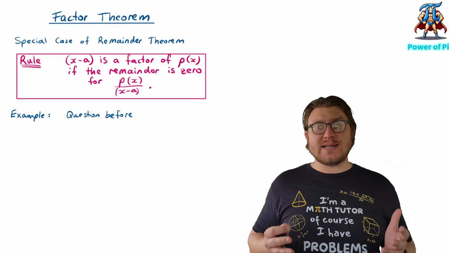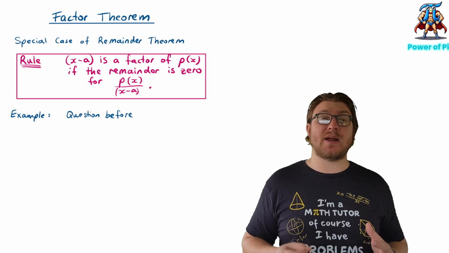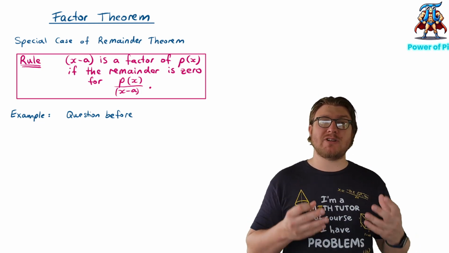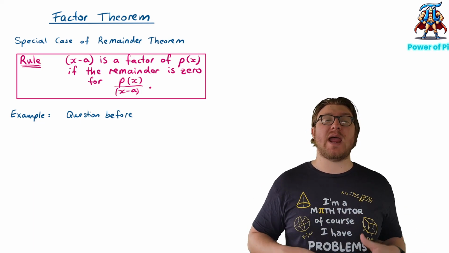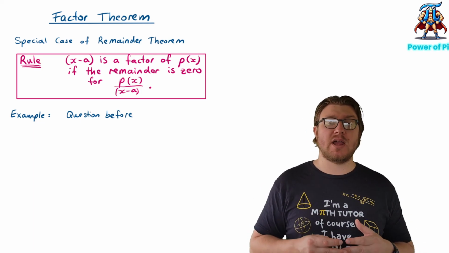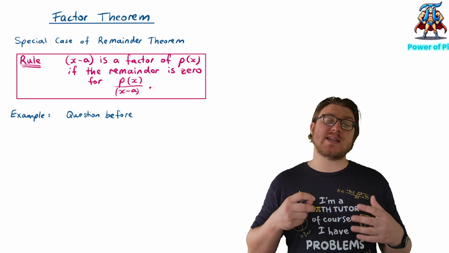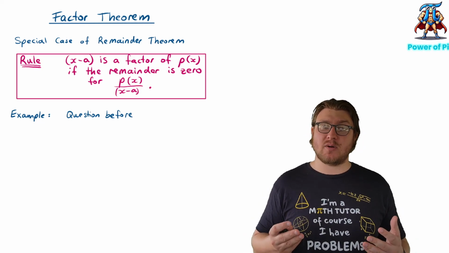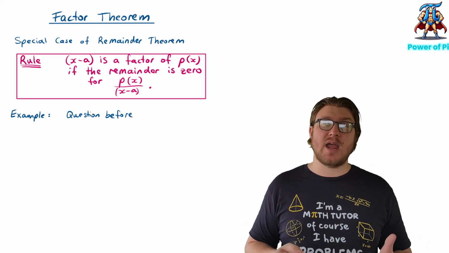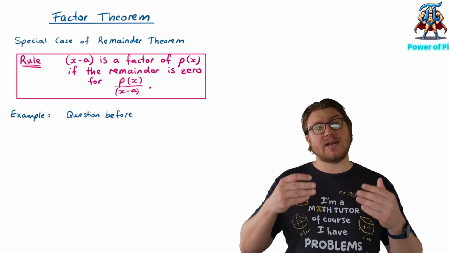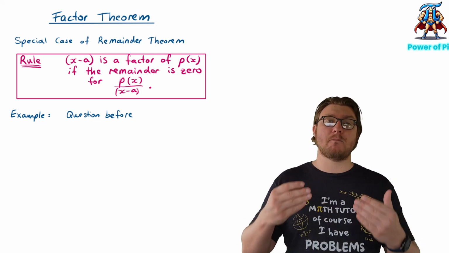Now, you don't necessarily have to remember this, but the part that we really need to remember is that if we have a factor, then we have a remainder of 0. That is the important part. Because they might not tell you that the remainder is 0, they might just say x plus 3 is a factor. And then from there, you need to know that if it's a factor, that means the remainder is 0.